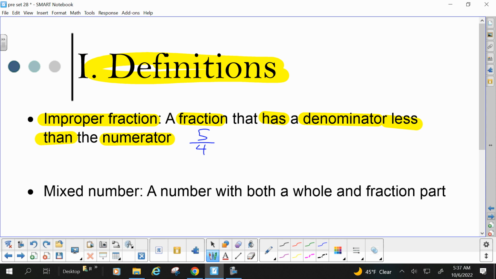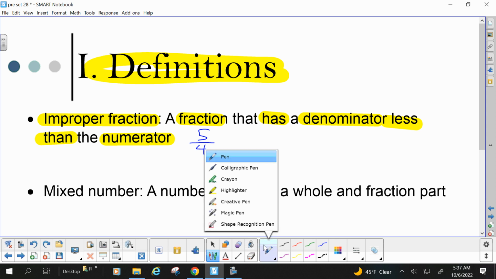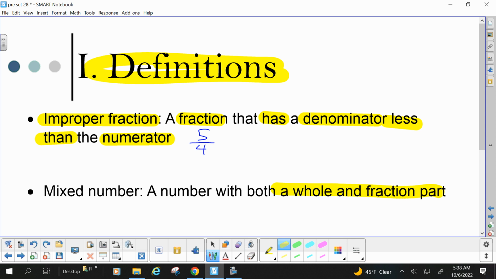When you can't leave it improper, you change it to what's called a mixed number. A mixed number is a number with both a whole and fraction part. And I'm sure many of you know how to go from one form to the other. For example, anybody shout it out. What is 5/4 as a mixed number? I hope you said 1 1/4.